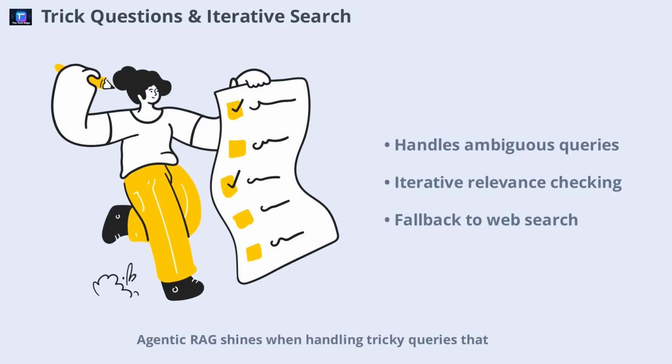Agentic RAG shines when handling tricky queries that seem in-domain but aren't covered by the datasets. For example, if a user asks about COVID treatments, the router may first try the Q&A collection. If the relevance checker finds the context lacking, the system automatically switches to web search and tries again. This iterative process, limited to 3 attempts, ensures that the user always gets the most relevant and accurate answer possible.